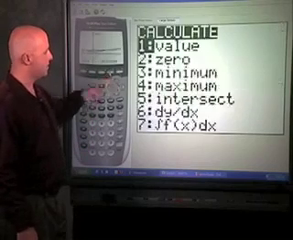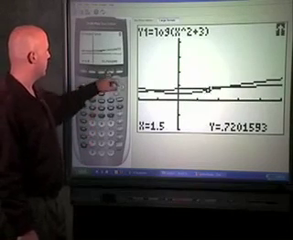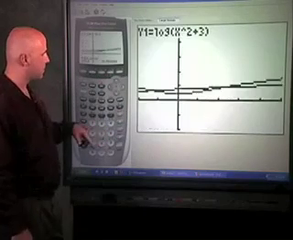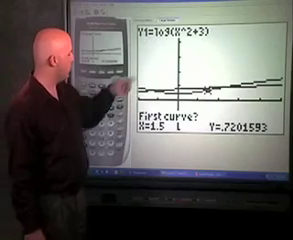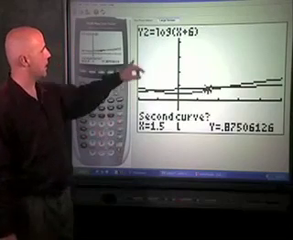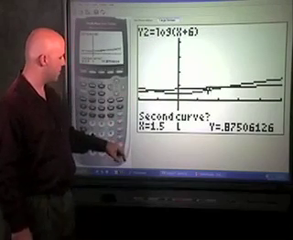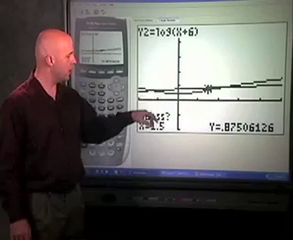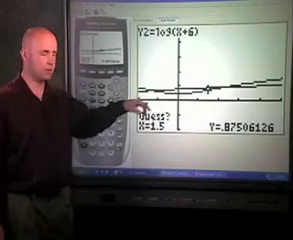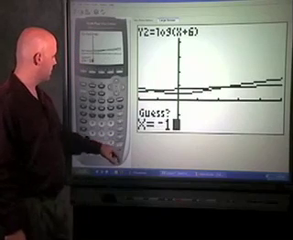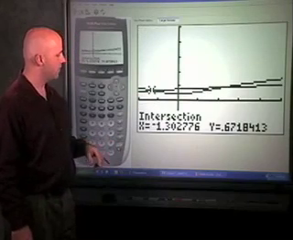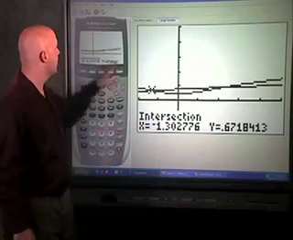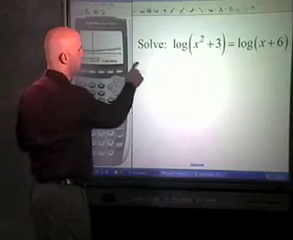We go to our calc menu. We're going to pick option number 5 for intersect. First curve, we're on y1, so we'll just hit enter. Second curve, we're on y2, we'll hit enter. And now we need a guess. We're going to find this first intersection point over here on the left, and it looks to be somewhere near negative 1. So we're going to use negative 1 as our guess. Hit enter. And so we get an intersection point at roughly negative 1.30. We're going to go ahead and drag that over.